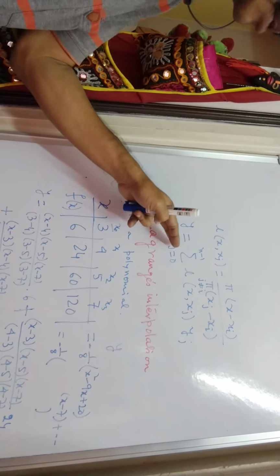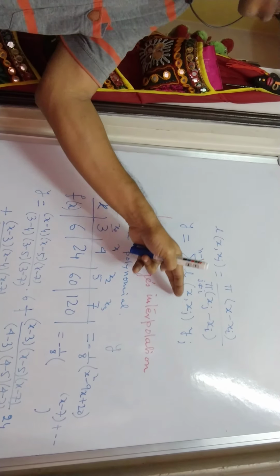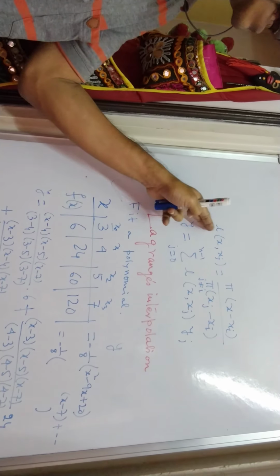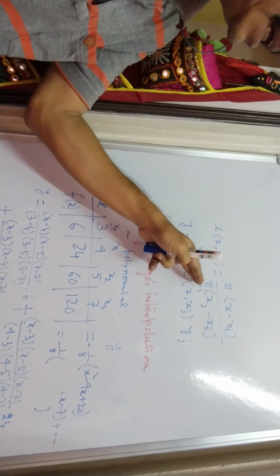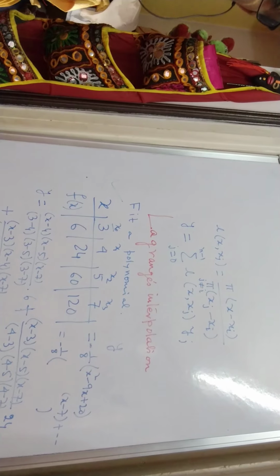y is the summation of j equal to 0 to n minus 1 of L(x, xj) yj, where L(x, xj) is the product of x minus xi in the numerator and the product of xj minus xi in the denominator.